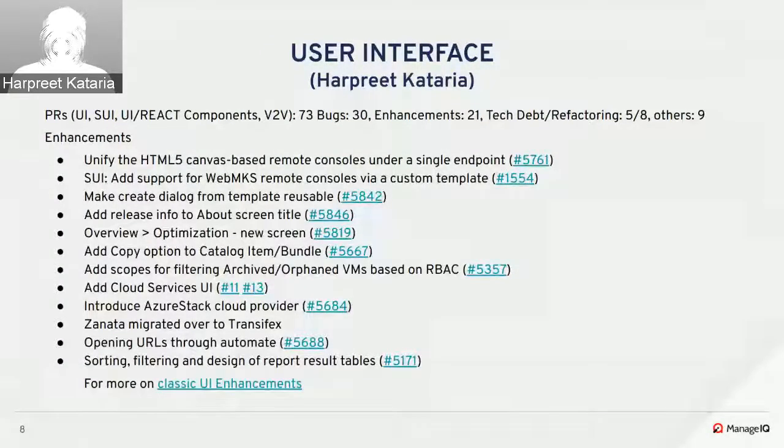Thanks, Carol. Hi, everyone. A total of 73 PRs were merged across all of the UI repos during this sprint. Out of that, there were 21 enhancements, 30 bugs were fixed, and so on. There were quite a lot of enhancements made during this sprint right before the feature freeze for the upcoming release. I have a link at the bottom of the slide that shows the list of all the enhancements made in the Classic UI repo during this sprint.